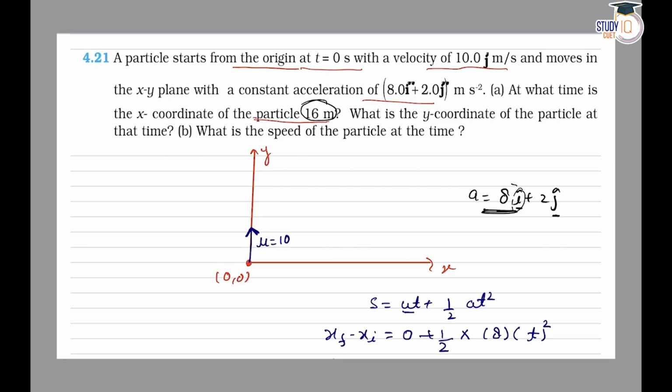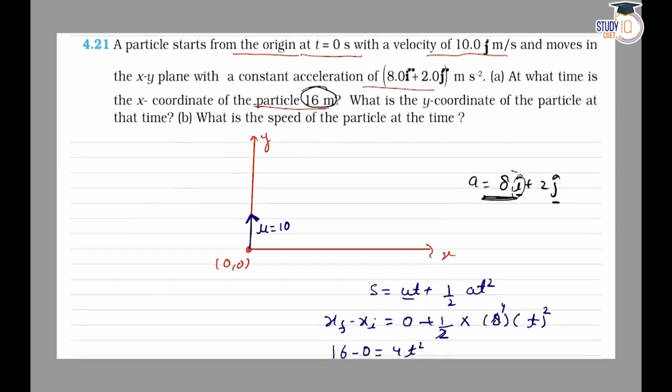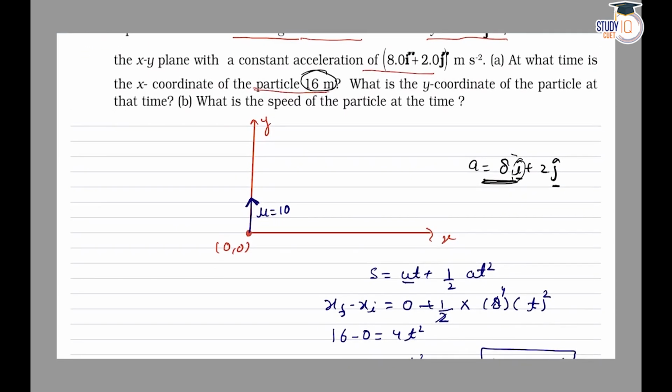Final position, when the position of the particle becomes 16 meter in x, minus initial origin, so 0. So this is 16 equal to 4 into t square. So t square is equal to 4. This implies that when the particle has x coordinate 16 meter, the time is equal to 2 seconds. So after 2 seconds, the x coordinate of the particle would be 16 meter.